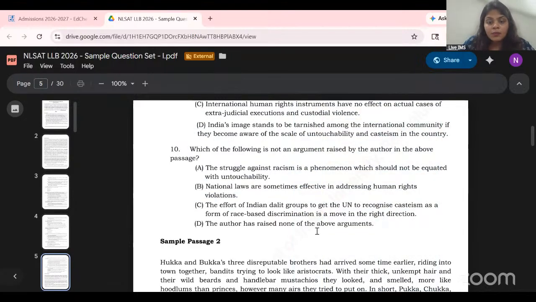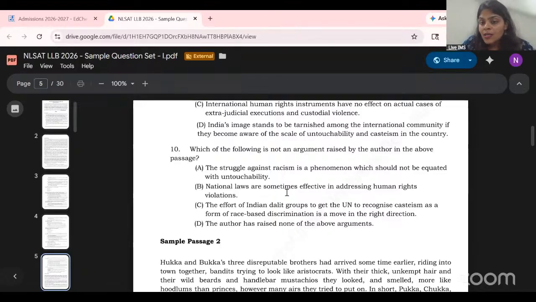All right. So, one second. Okay. Option D is that the author has raised none of the above arguments. So, let us look at these options clearly. First is talking about the struggle against racism as a phenomenon which should not be equated with untouchability. The passage is rather talking about casteism. The passage is not talking about racism per se. It is touching upon racism, but the entire passage is talking about casteism. So when we argue that the struggle against racism should not be equated, it was the other way around. So this was not something which was raised as an argument.